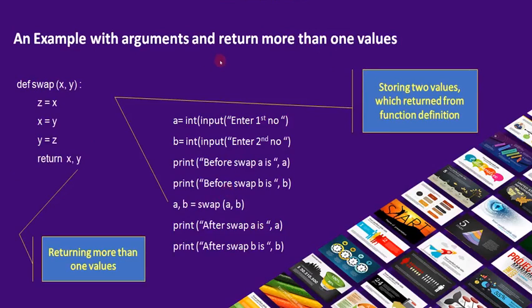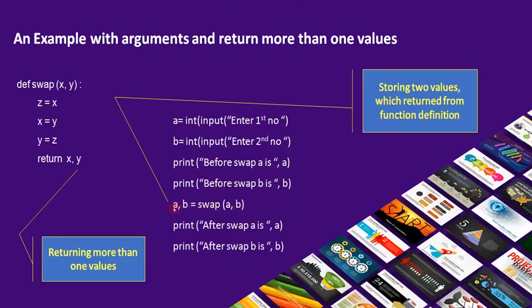Here one more example I kept also, that is an example with arguments and returning more than one value. In Python we can return multiple values as well. So in this case I gave you one example of swapping numbers. For swapping the numbers, I have taken two variables a, b, and I am inputting the first number and second number, which I am keeping in a and b. Thereafter, here I am giving the statement before swapping, what will be the values of a and b before swapping.